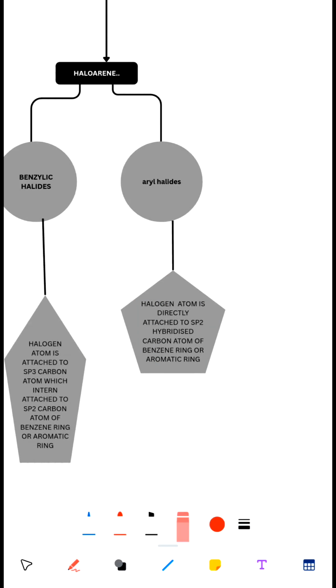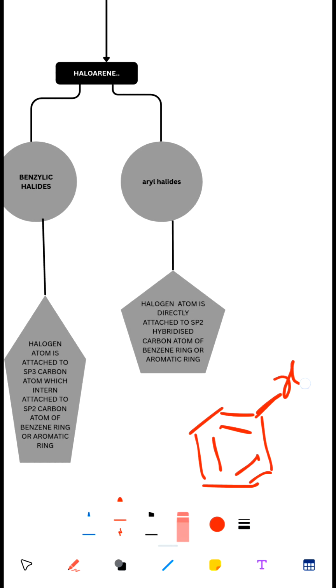Now let us understand about the aryl halides. What is meant by aryl halides? It's very simple. A halogen atom will be directly attached to an sp2 hybridized carbon atom of the benzene ring. It is as simple as this. You have the benzene ring, all are sp2 hybridized carbon atoms, and directly your halogen atom will be attached. So this is called aryl halides.